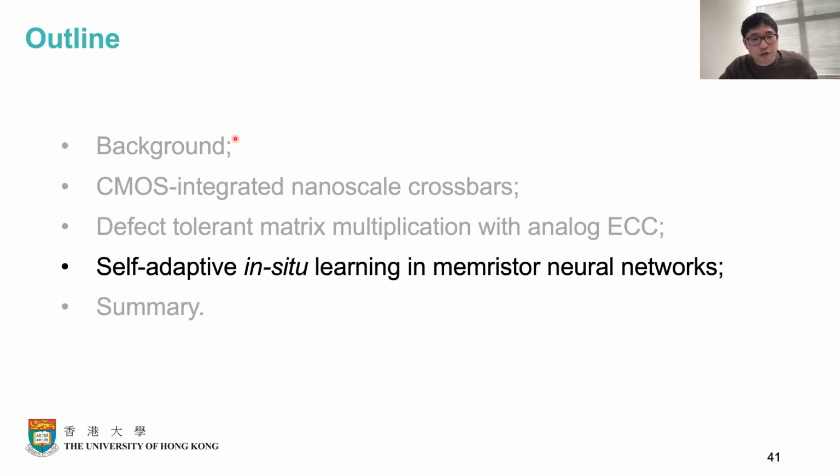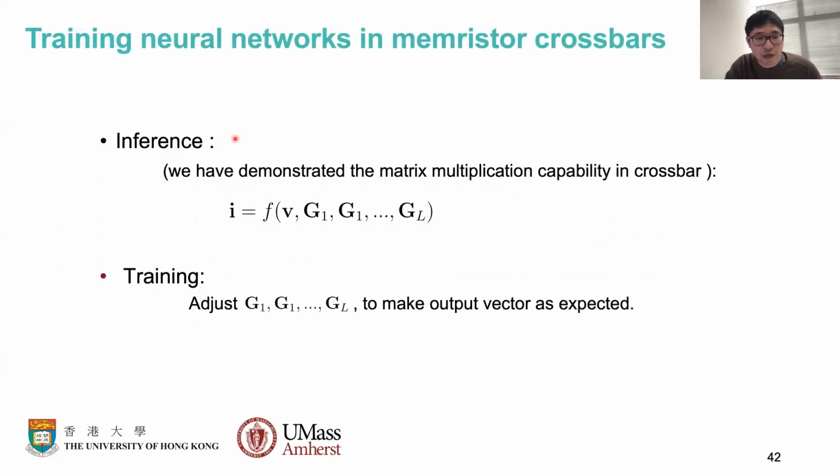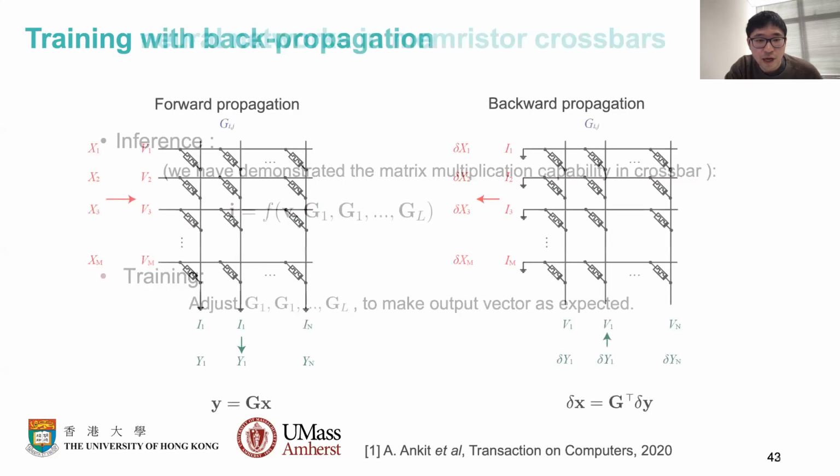It's not only for device defects, but also peripheral defects, as we will show later. So here shows how the training works. In the training, there are two phases. The first phase is the same as what I introduced earlier. It's an inference phase, and because the connection states are not programmed to what we want, it will cause the output to differ from the expected output, so we need to adjust the connections correspondingly to make the output more accurate.